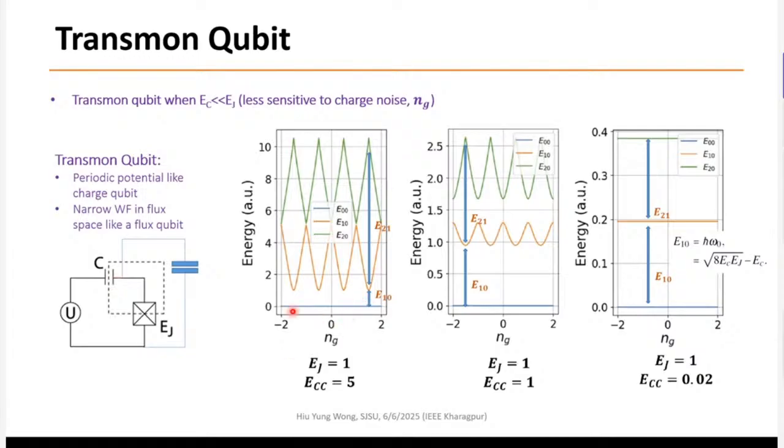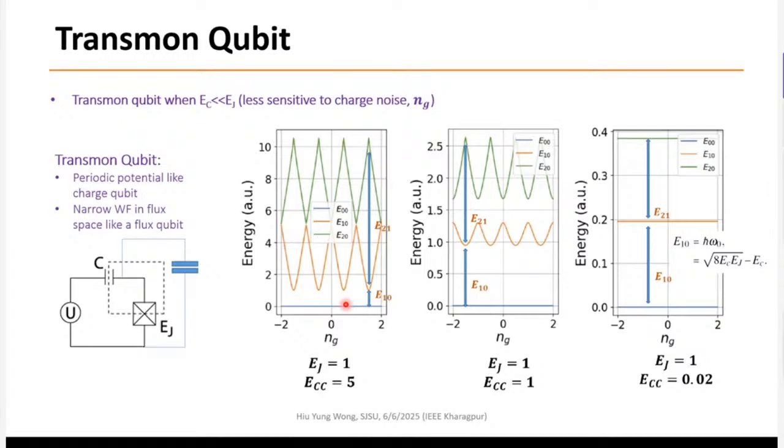Now here we plot the energy separation. I normalize the ground state, and this is the first excited state. So this is E10. You see that when there's no background charge, the energy separation between 0 and 1 is this much. And when there is a background charge of 0.5, the separation is this much. Then it means the qubit energy changes a lot.